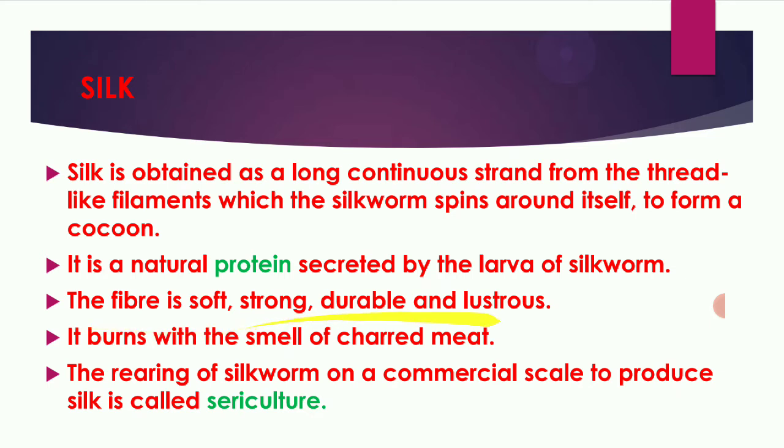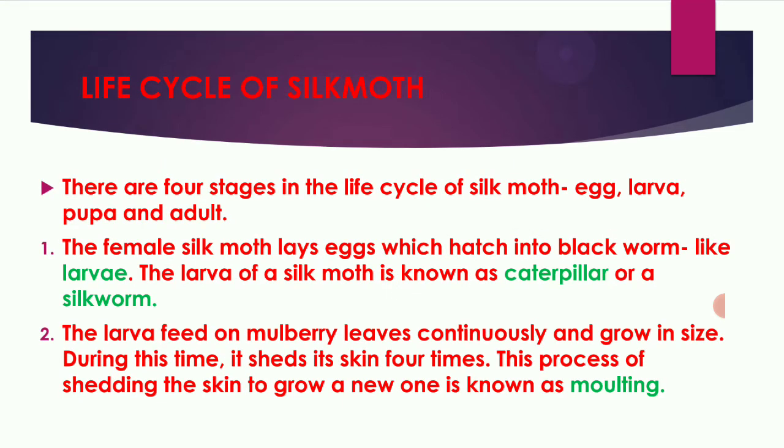The fiber is soft, strong, durable and lustrous. Lustrous means shining. It burns with the smell of charred meat. If we burn that silk, it gives the smell of charred meat. The rearing of silkworm on the commercial scale to produce silk is called sericulture. What is sericulture? Sericulture is the rearing of silkworm on a large scale to produce silk.